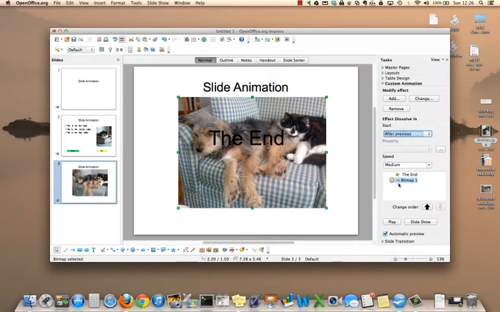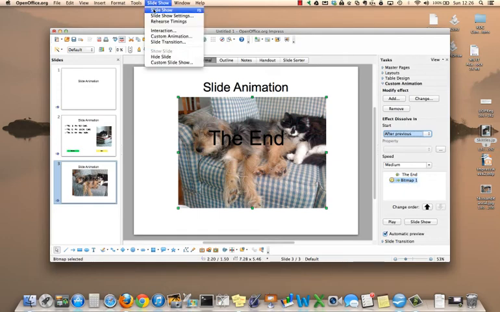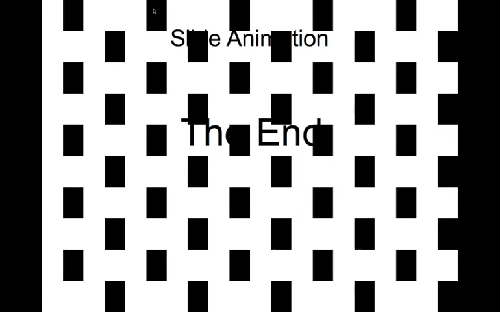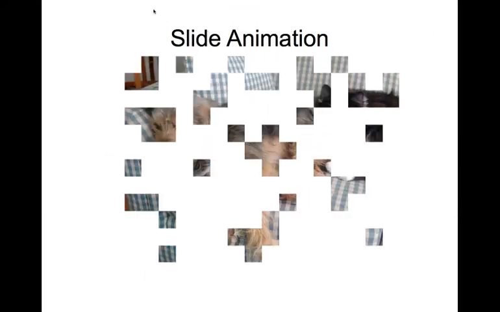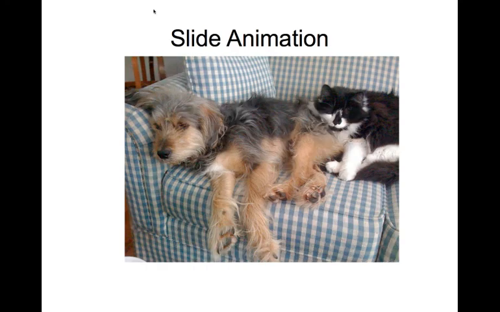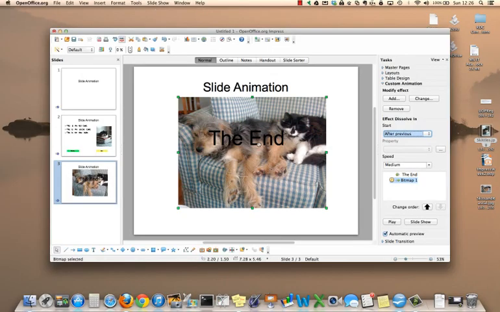So from our animation list, the end is going to disappear and then the picture is going to show up. So let's run this and see what happens. So we wait 1 second, the end disappears, and then the picture reappears. So that's kind of an interesting way to fade out one element of the screen and have another one appear in its place.